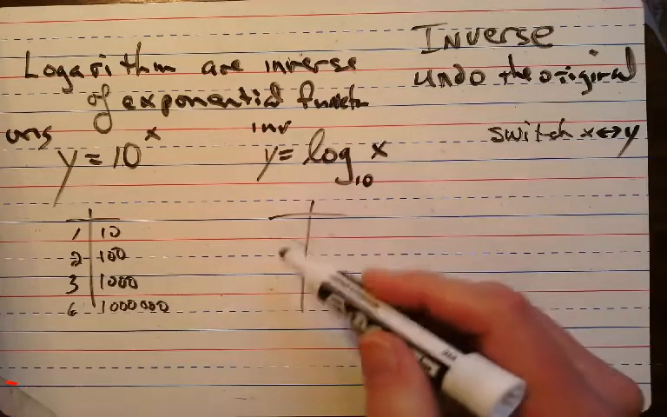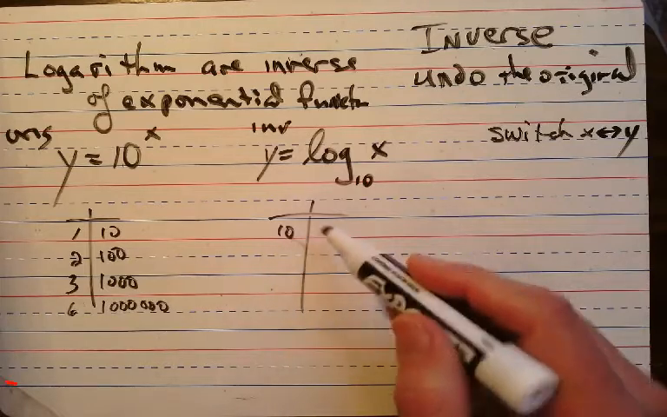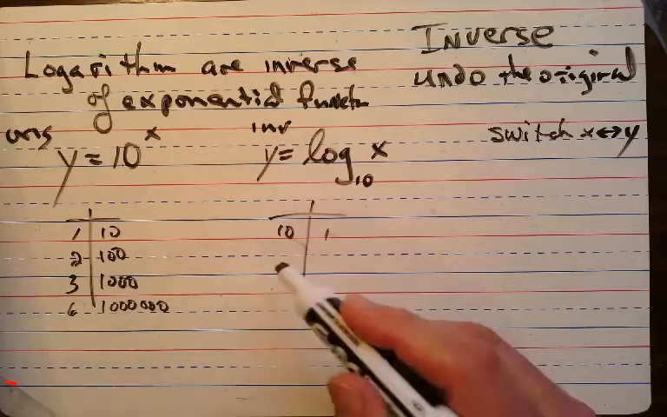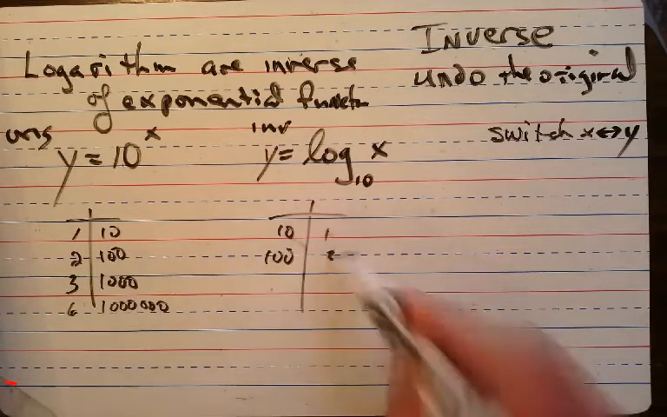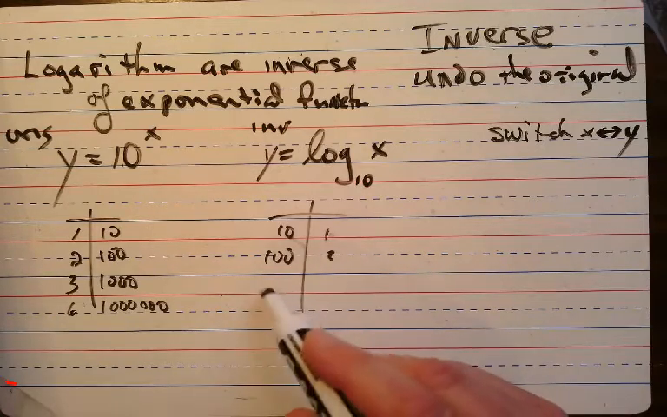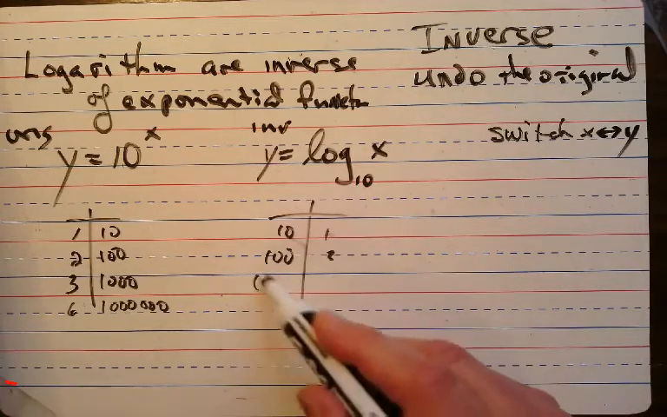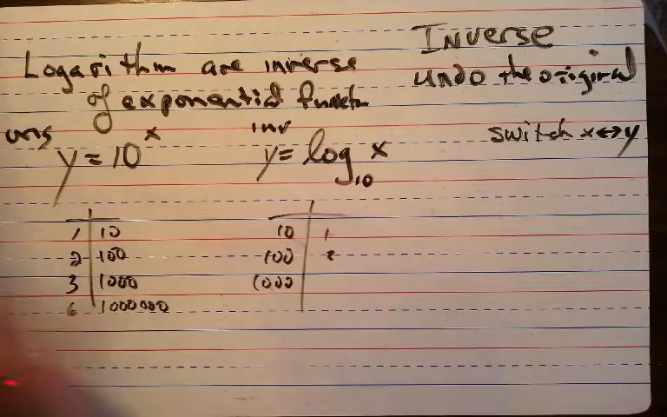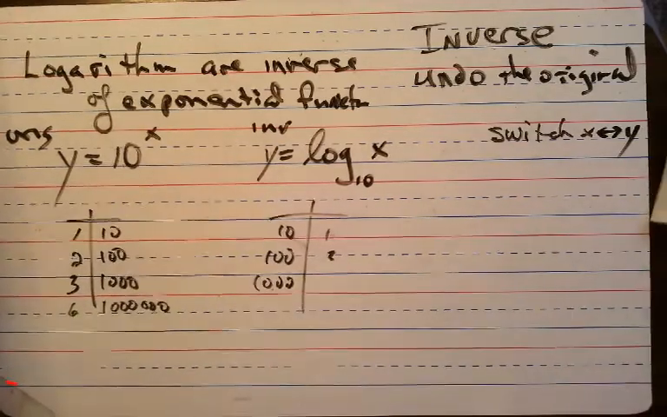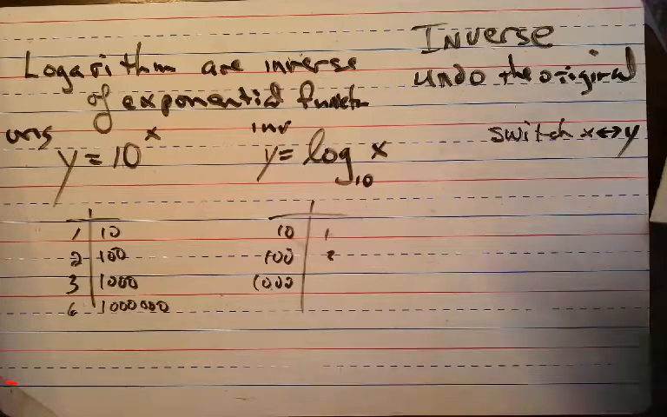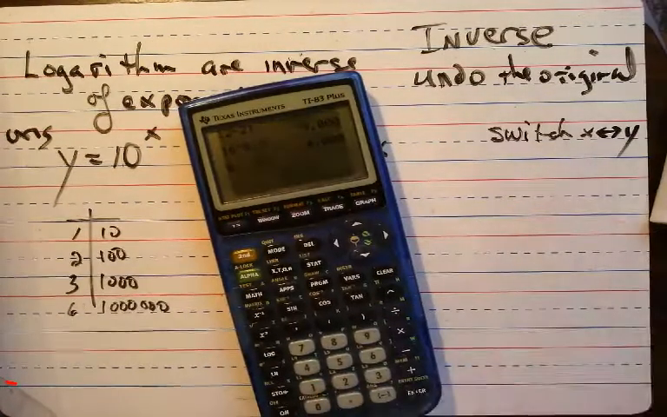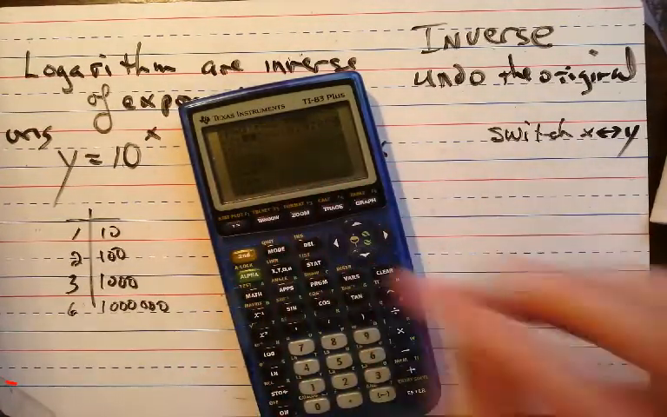Well, if they're inverses, that means when 10 goes in, 1 has to come out. And when 100 goes in, 2 has to come out. And when 1,000 goes in, 3 has to come out. Right? Well, let me show you that. That is true. Let's just look.